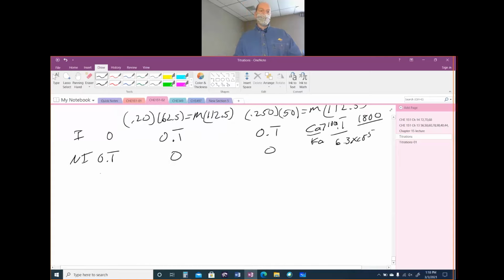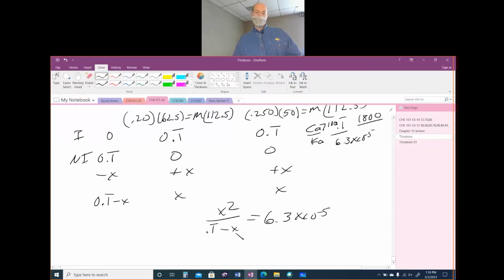All right, and so you have your minus X, plus X, plus X. You have your 0.1 repeating minus X, X, and X. So X squared over 0.1 repeating minus X is equal to 6.3 times 10 to the minus 5. You can neglect your X. You do not have to check it. So your 0.1 repeating times 6.3 times 10 to the minus 5, and then you take the square root of that product, and that gives you 0.002646.